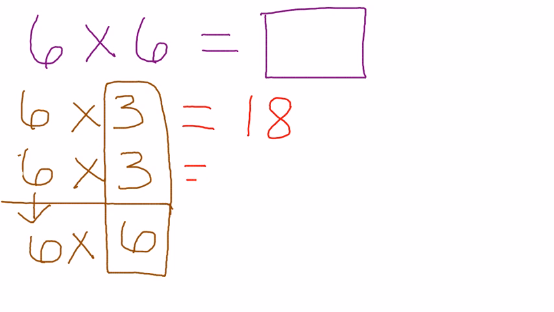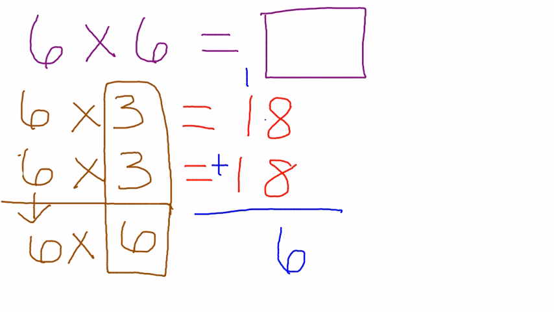We'll do the same over here. 3, 6, 9, 12, 15, 18. Alright, now what we have to do is we have 18 plus 18. We know 8 plus 8 is 16. 1 plus 1 plus 1 is 3. So I'm going to guess that 6 times 6 is 36. And we already know from our last time that that was correct.